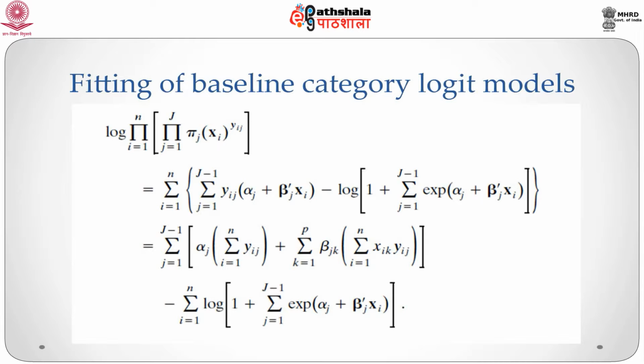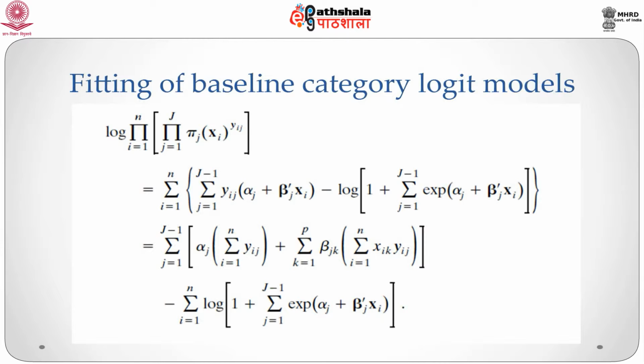Assuming n independent observations and substituting alpha j plus beta j prime xi for the logit in the first term, and pi of capital J of xi equal to 1 over 1 plus summation i equal to 1 to J minus 1 exponential of alpha i plus beta i prime xi in the second term, the log likelihood simplifies to summation j equal to 1 to J minus 1 alpha j summation i equal to 1 to n yij plus summation k equal to 1 to p beta jk into summation i equal to 1 to n xik yij, minus summation i equal to 1 to n log of 1 plus summation j equal to 1 to J minus 1 exponential of alpha j plus beta j prime xi.